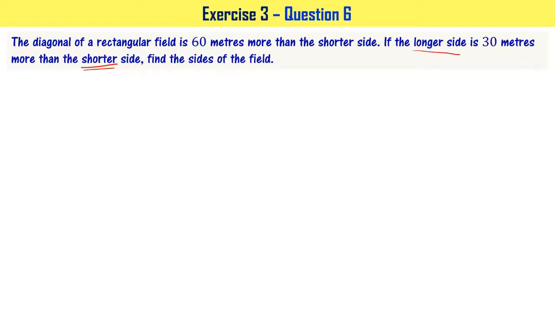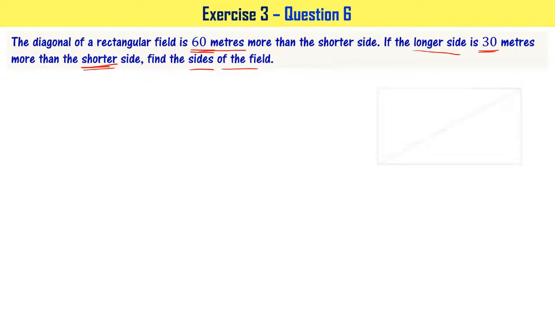And the information given here is that the diagonal of the rectangle field is 60 meters more than the shorter side, right? To begin with, if I know the value of shorter side, I can get the value of longer side, that is 30 meters more than shorter side, right? And even diagonal, that is 60 meters more than shorter side. We can get the value of even diagonal also. But we are asked to only find the values of lengths of the sides of the field, right?